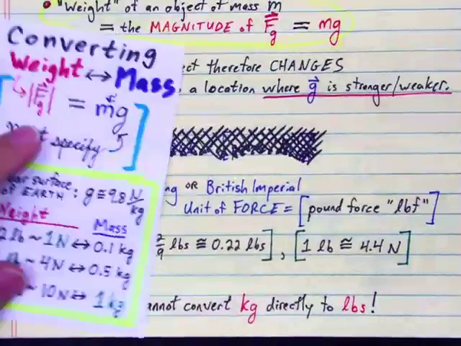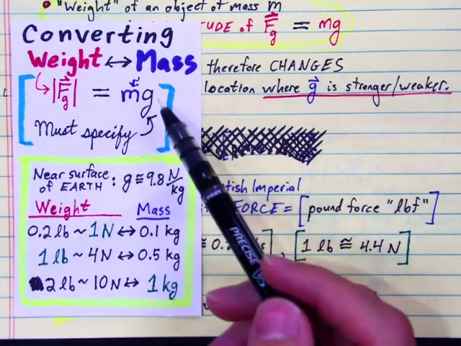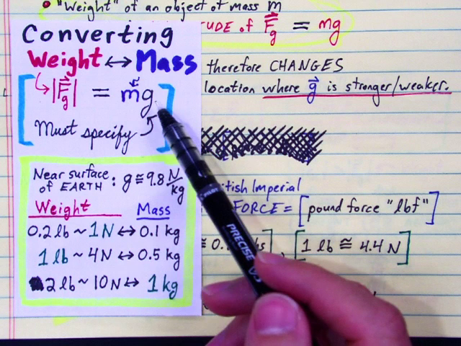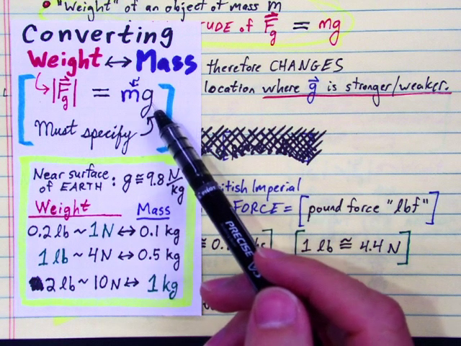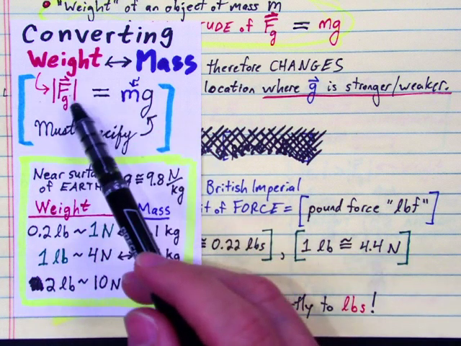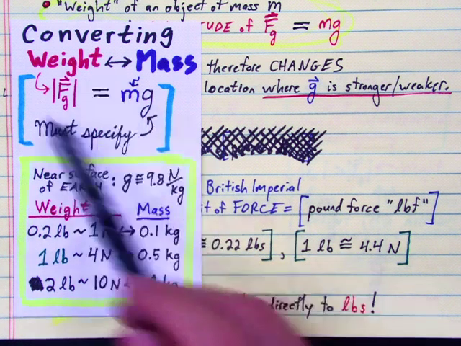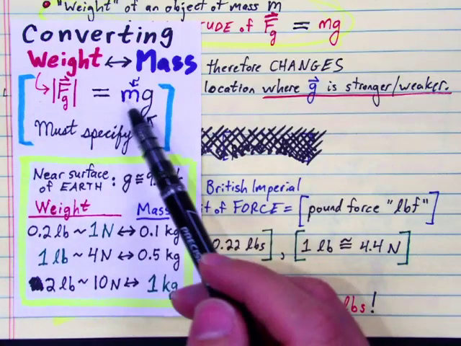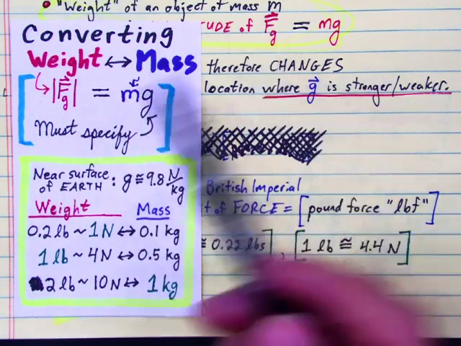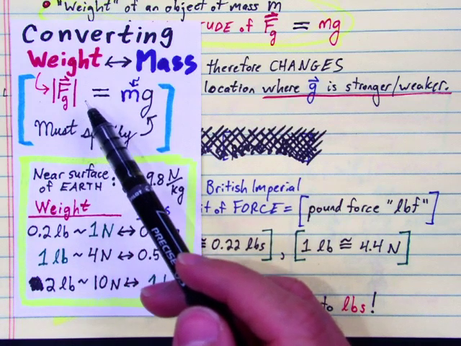But if you specify a little g, the strength of the gravitational field, by specifying where you are in the universe, then you can calculate the weight in newtons of an object of mass m using Newton's law of gravity here. The weight equals m times little g. And then you could convert the weight in newtons to weight in pounds if you wanted.